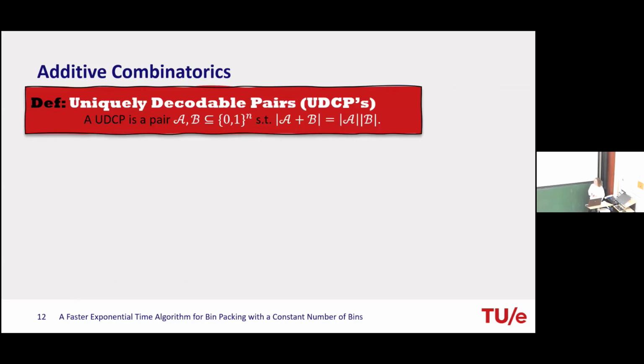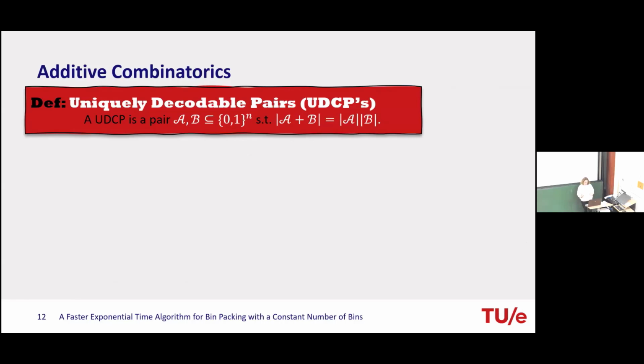So this is where we use additive combinatorics. If you didn't follow anything from the last few slides, you can just come back again, because it's a kind of a different topic. We're going to use additive combinatorics for this. And more specifically, we're going to use uniquely decodable pairs.